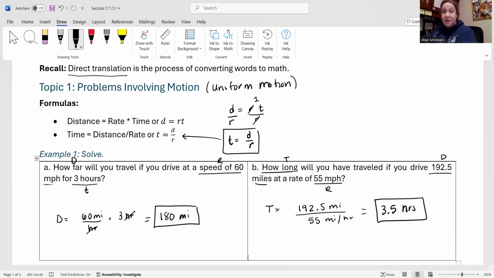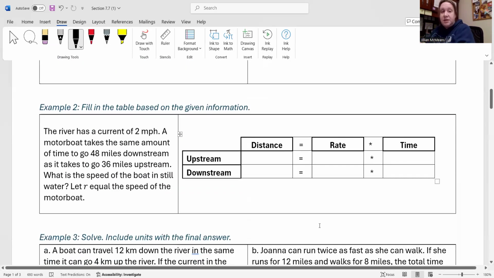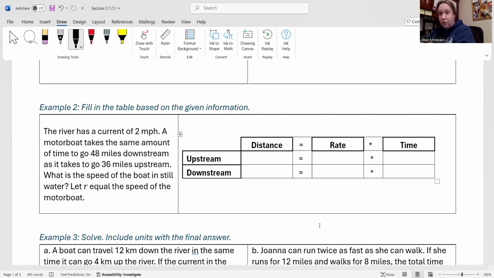Okay, now I would love to tell you all of the uniform motion problems are this easy, but they're not. So let's look at example 2. So example 2 says fill in the table based on the given information. One of the issues students have with word problems is they don't know how to organize the work.